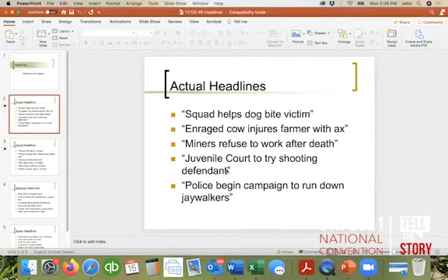Miners refuse to work after death. Well, I'd hope so. I don't want to work after death. I'm all done after that. Juvenile court to try shooting defendant. So the juvenile court is going to try to shoot the defendant. Not good. Police begin campaign to run down jaywalkers.